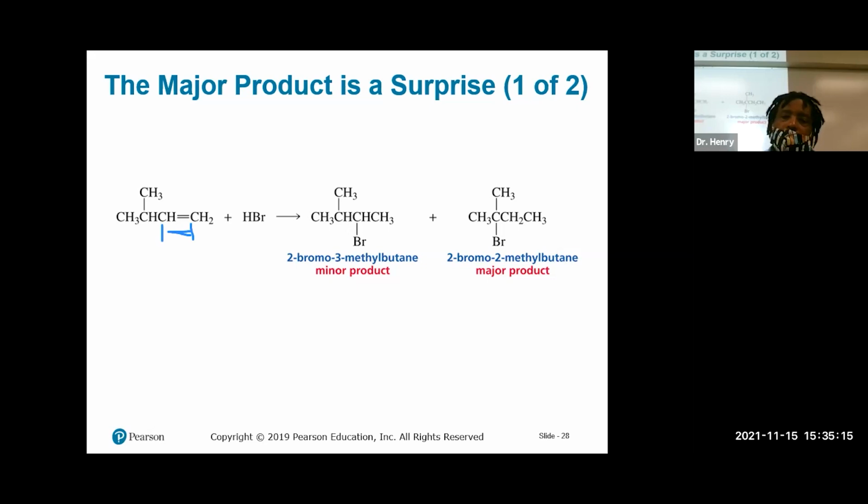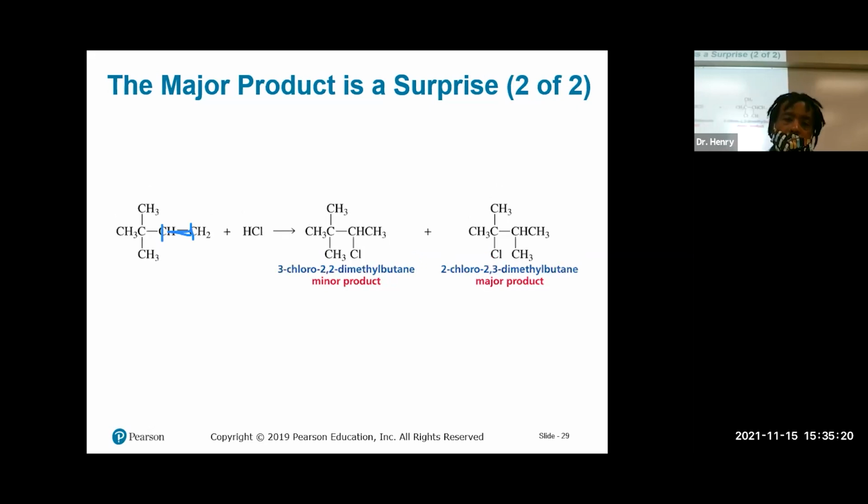Now, this has to do with rearrangement. We haven't talked about why this happens, but I'm going to show you here. The same thing is going to happen in this case. So here's our product. Basically, we're going to get a switch that happens. So then our major product is going to be this guy: the 2-chloro-2,3-dimethylbutane is our major product compared to the 3-chloro-2,2-dimethylbutane.